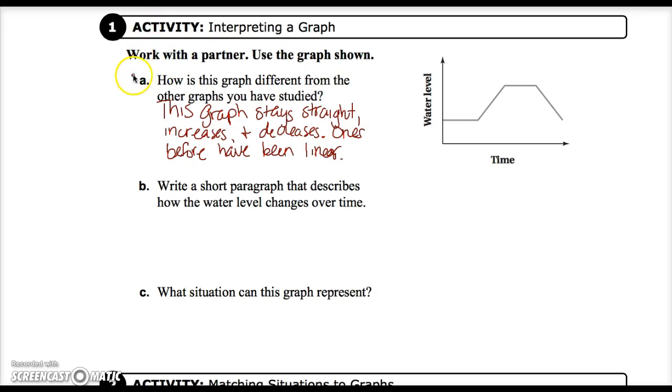Now, part B says, write a short paragraph that describes how the water level changes over time. So we're basically going to be explaining this graph. So, the water level, it starts out by a straight line. So it remains the same. Then the graph goes up. So then it increases.